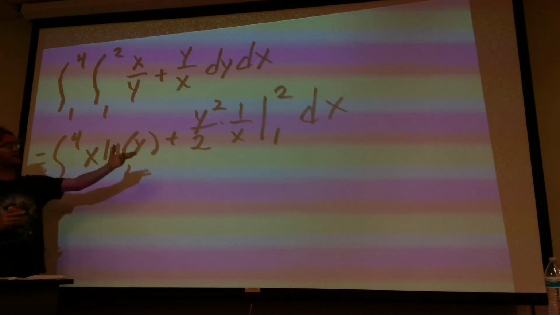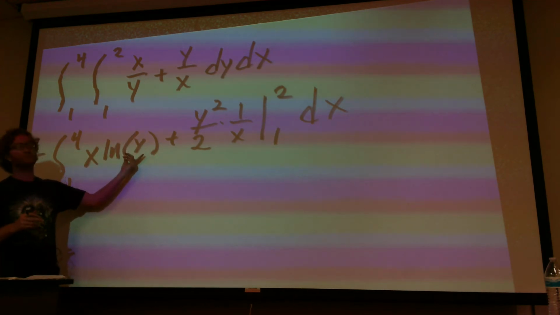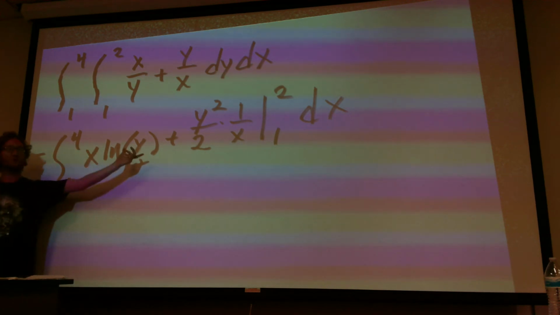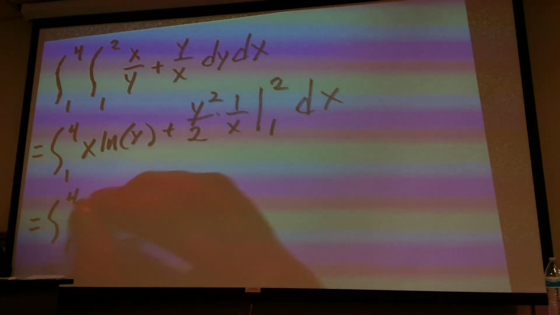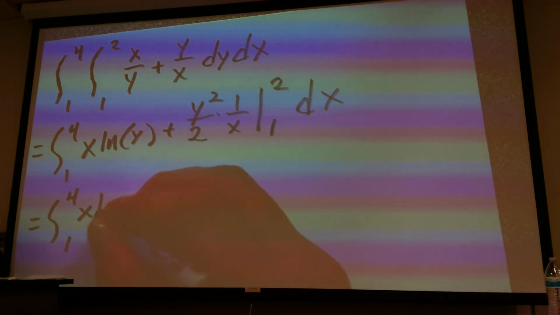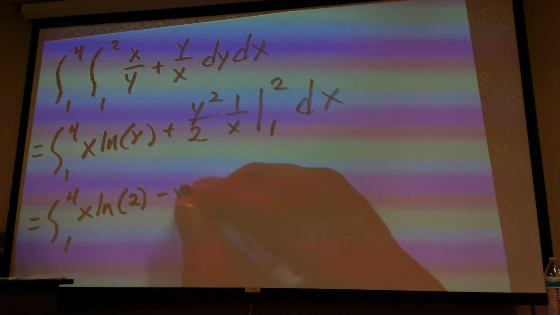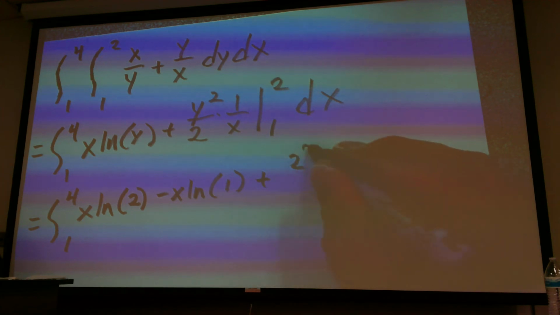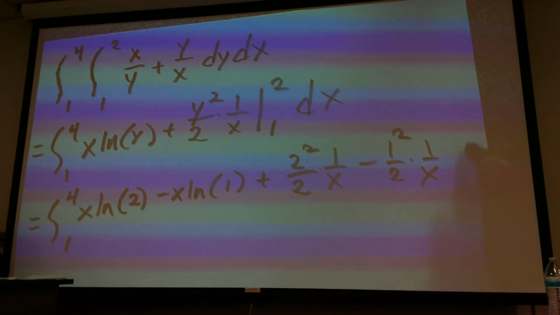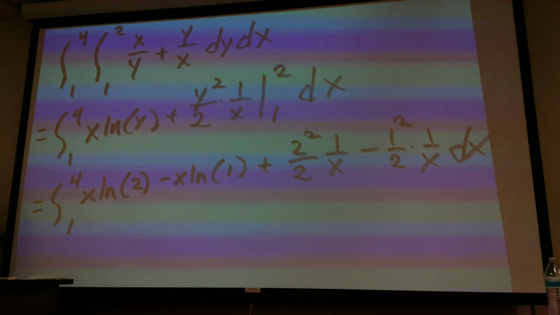Okay. So we integrated with respect to y, so those are my y boundaries, and so we're going to plug those y's into this thing right here, into both of them. So this would become the integral from 1 to 4 of x times the natural log of 2 minus x times the natural log of 1, and then plus, that would be 2 squared divided by 2 times 1 divided by x, and then minus 1 squared divided by 2 multiplied by 1 divided by x. And we still need to integrate with respect to x because we haven't done that yet.